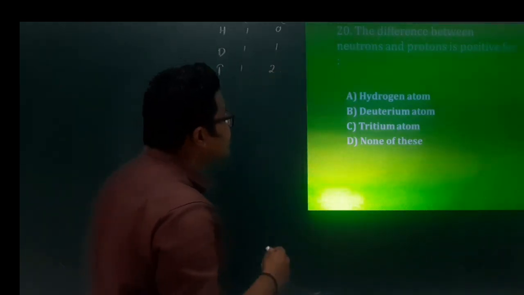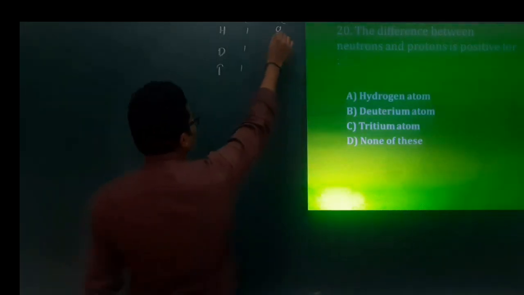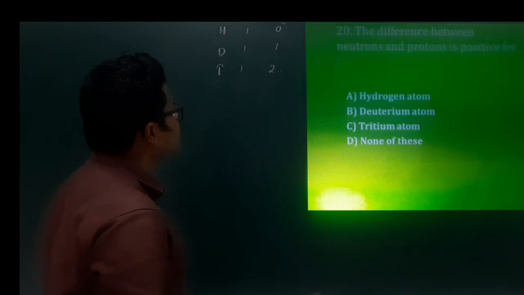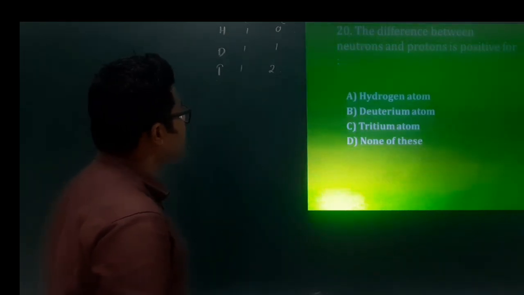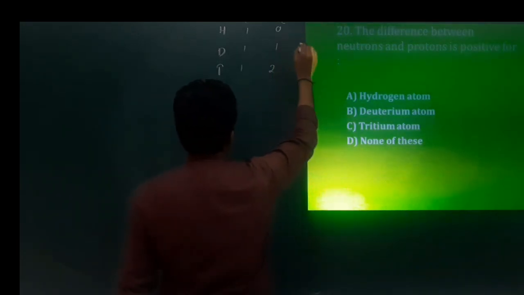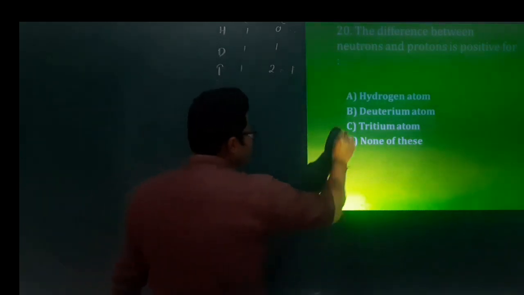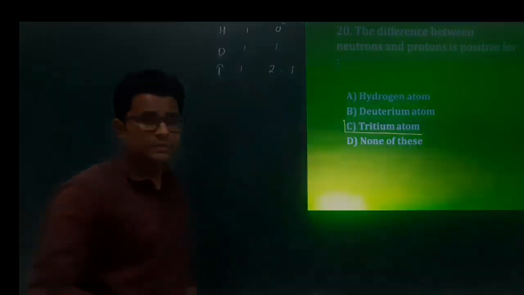So the difference between the neutrons and protons is positive for... here it is going to give us 0, here it is going to be minus 1, and here it is going to be 1. Therefore, the answer is going to be the tritium atom.